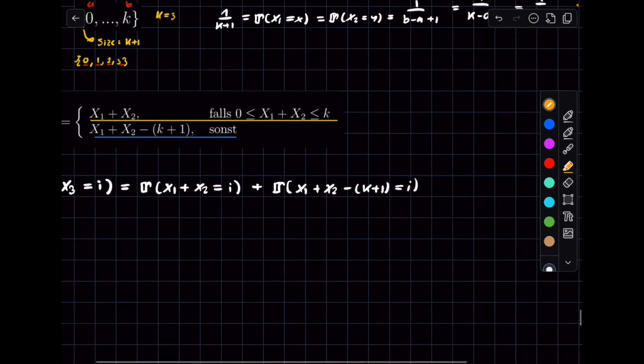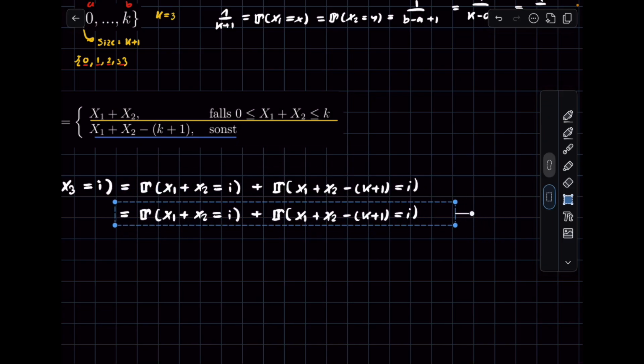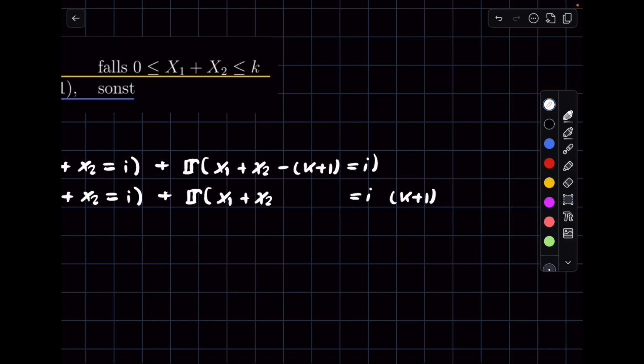Now we want to solve for x1 and x2. So we want to move this term over to the other side. Let's duplicate this, erase this, erase that, and we will have, plus this.